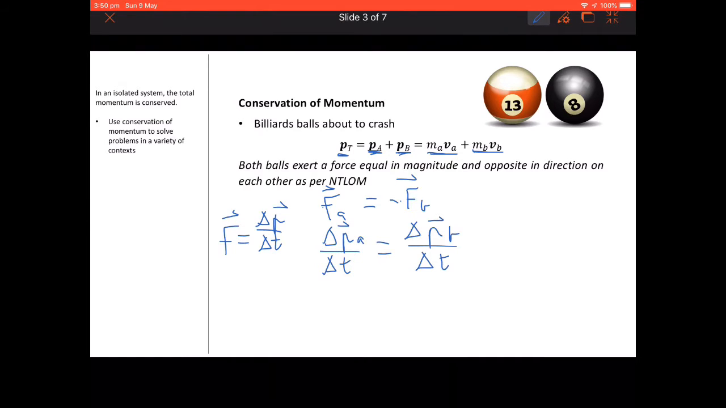When they collide, obviously the time that they collide for is going to be equal, because it couldn't be longer for one if it's not the same for the other, because they're both touching each other. So that means that, that should be negative there. That means that the change in momentum of ball A is equal to the negative change in momentum of ball B, because those two times can just cancel out.